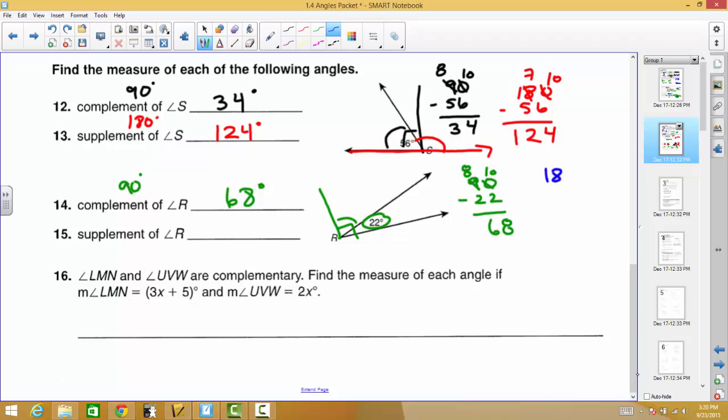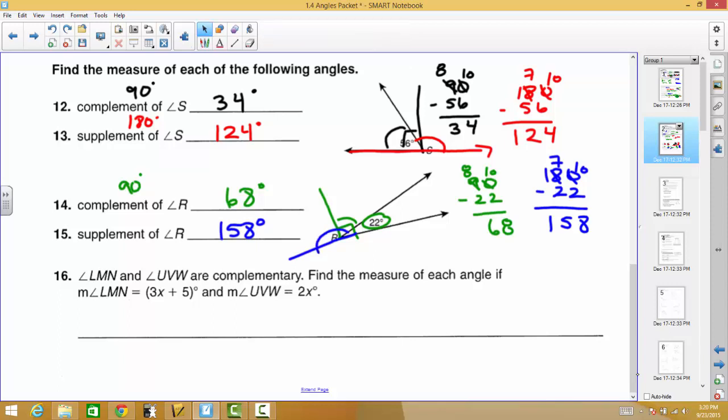Supplement. 180 minus 22. Borrow from the 8. This is now a 10. 10 minus 2 is 8. 7 minus 2 is 5. That's a 158-degree angle. That's this straight angle. It is quite a big angle, so that makes some good sense.